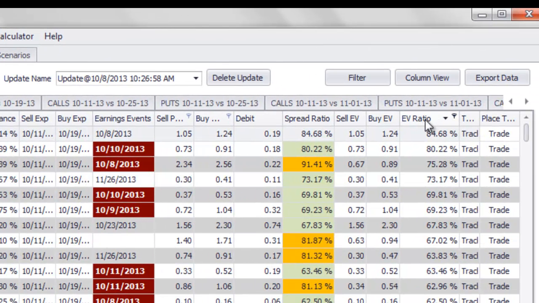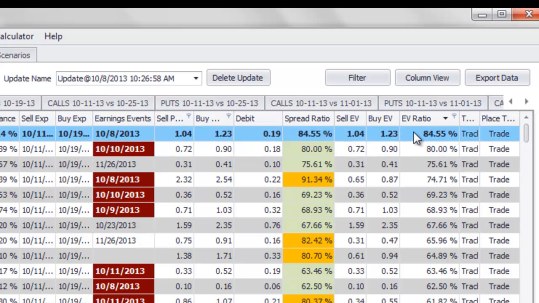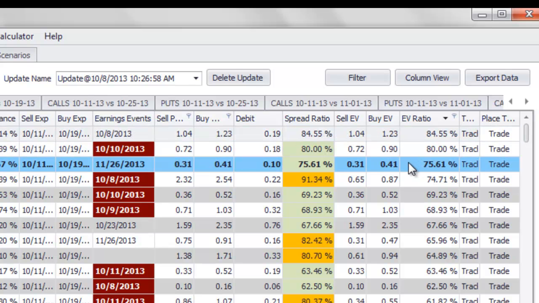Then you want to look at the EV ratio. It automatically sorts all of these opportunities by the highest EV ratio, and those are really the best opportunities. I like to see anything above about 65 to 70%, and if that's the case, then I definitely want to consider it. So here we have HPQ. The EV ratio is at 75%. The debit's at 10, the sell price is at 31. Those are all pretty good.